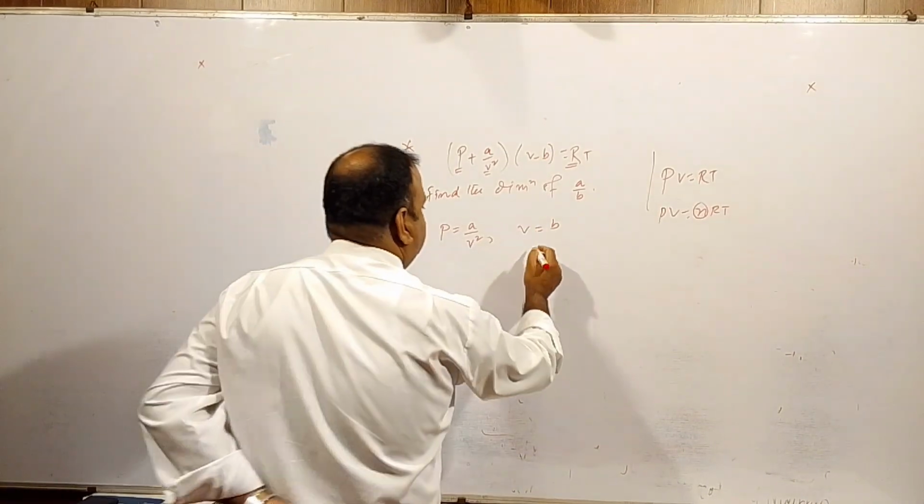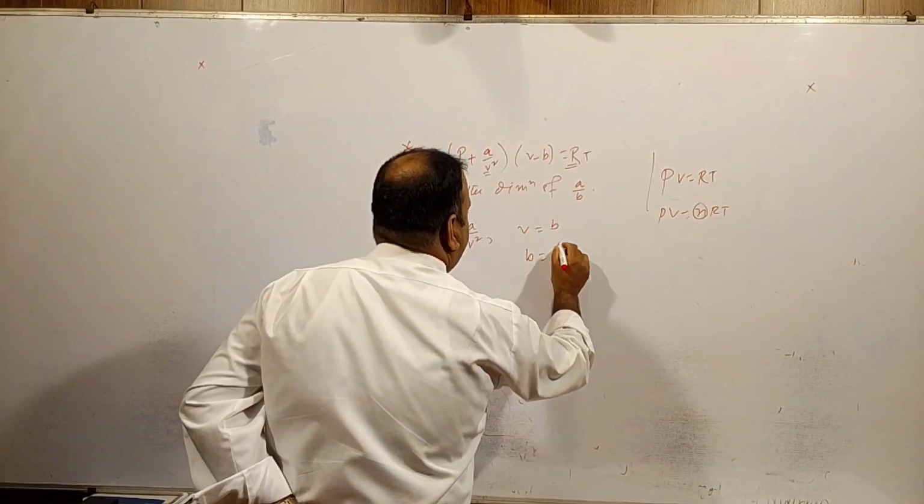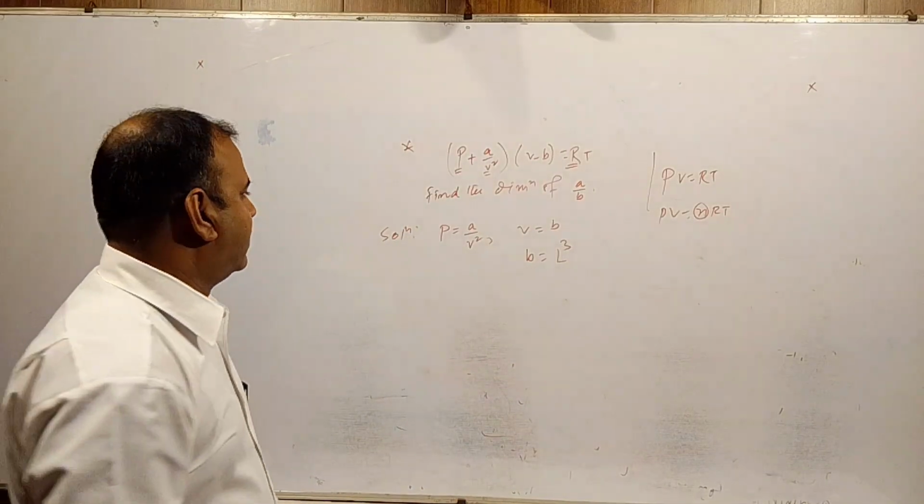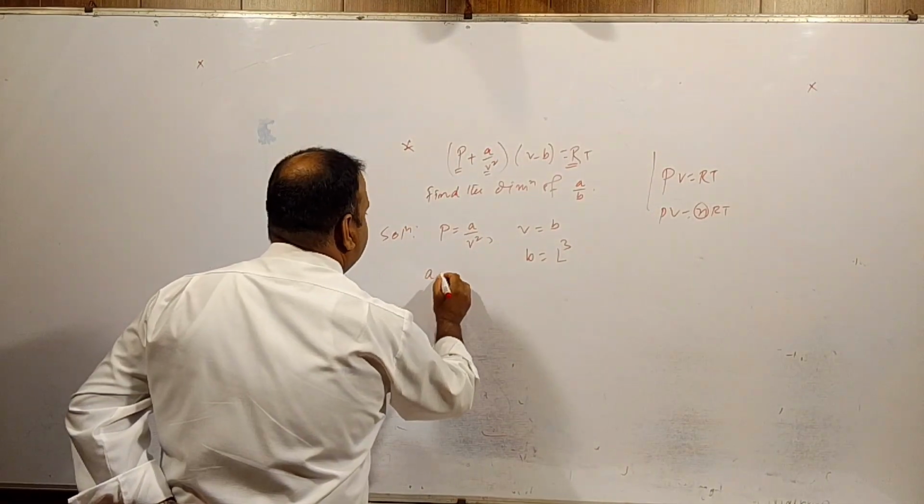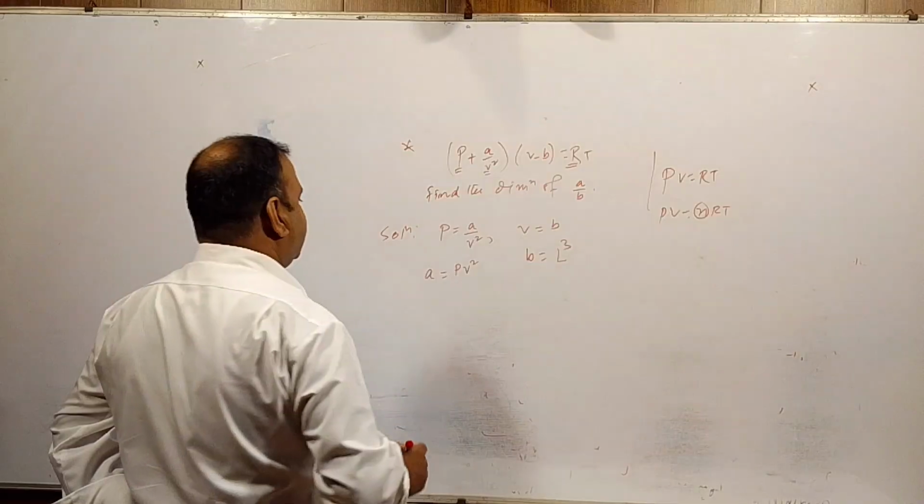Now V is a volume, so volume means L cube. So here a means P V square.